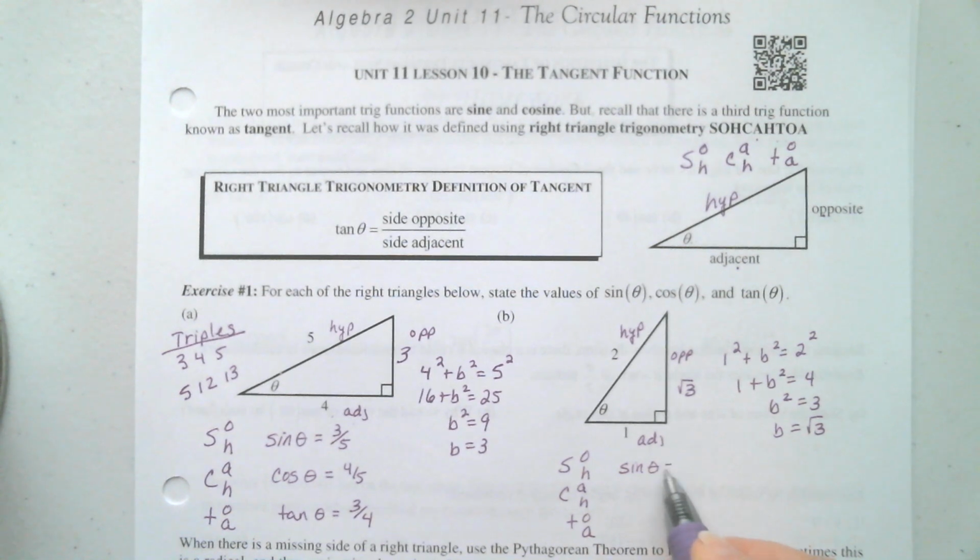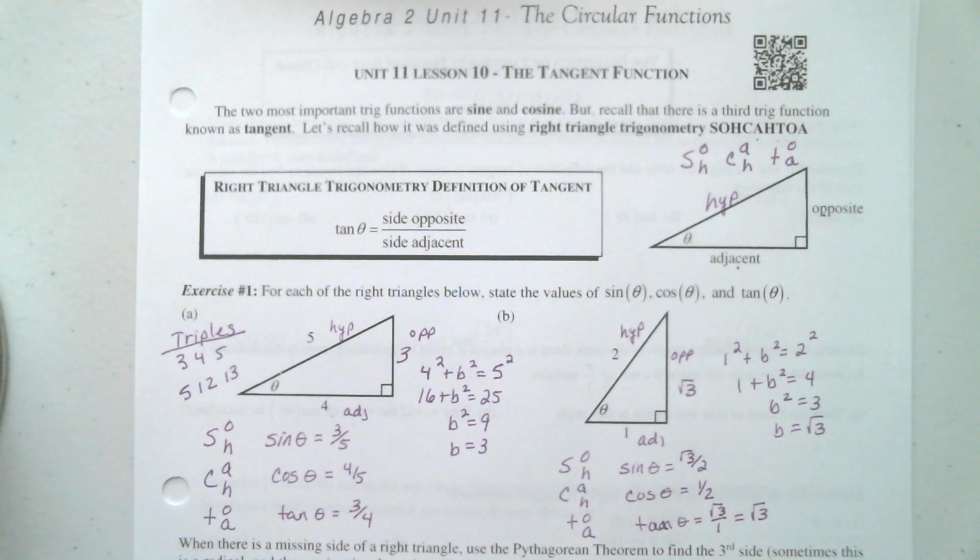So the sine of angle theta in this right triangle is square root of 3 over 2. Cosine of theta, adjacent over hypotenuse, is 1/2, and tangent, opposite over adjacent, is square root of 3 over 1, which is equivalent to square root of 3.